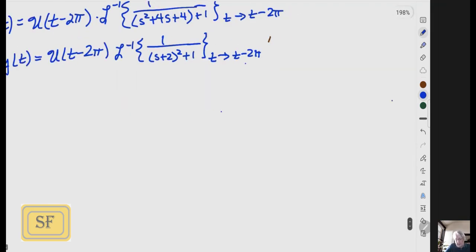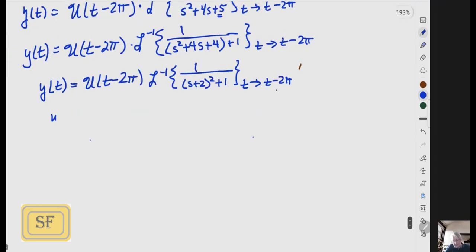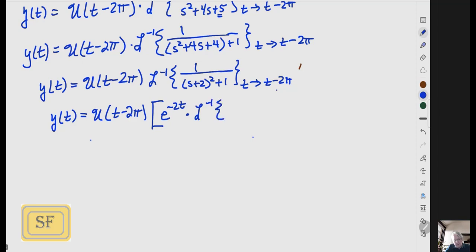And this is going to be our first shifting theorem. Interesting problem. It has both shifting theorems. So I'm going to put this in brackets. It's going to give me an e to the negative 2t times the inverse Laplace of 1 over s squared plus 1. Notice I kept that e to the negative 2t inside brackets. And I'm going to do my shift at the very end. That'll shift that t in that exponential to t minus 2 pi.